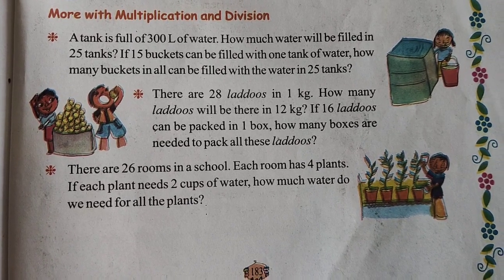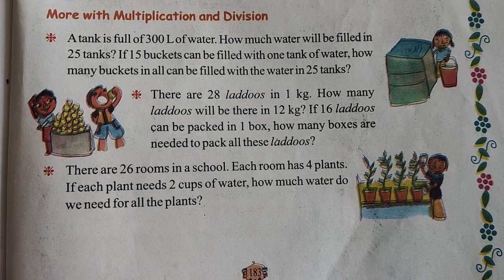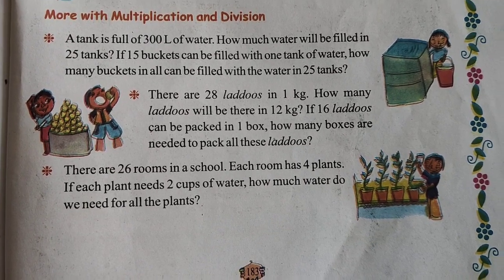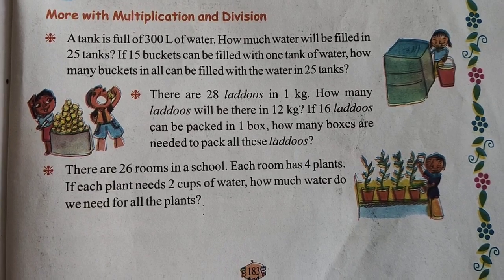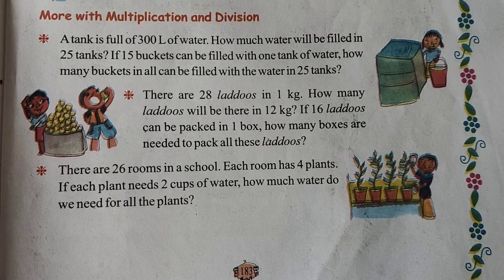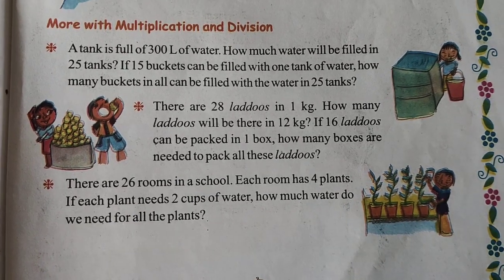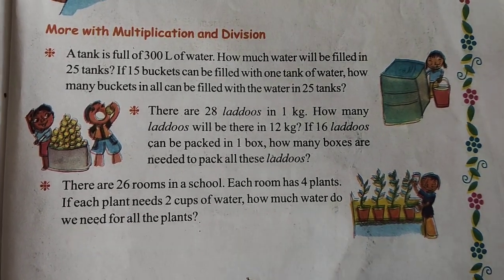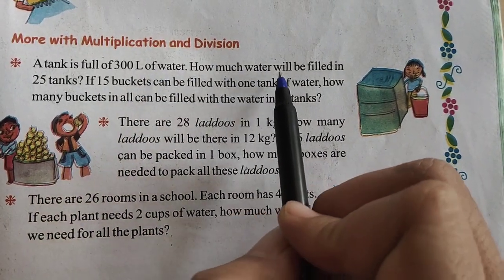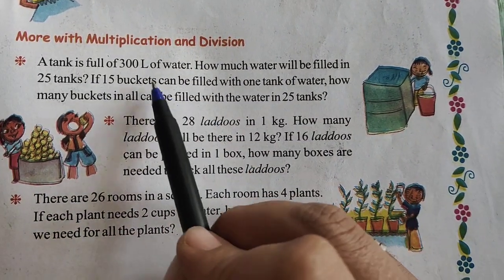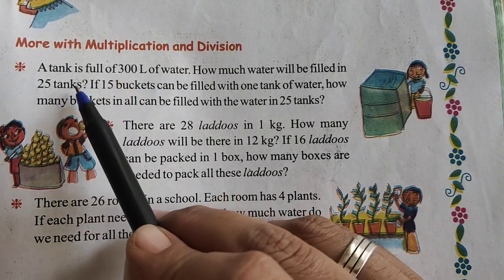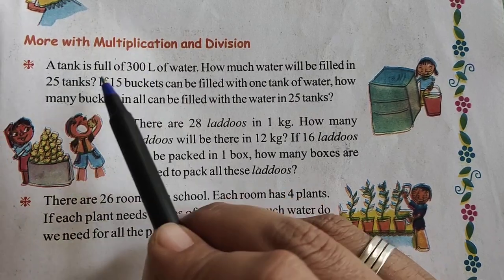If 15 buckets can be filled with one tank, how many buckets in all can be filled with the water of 25 tanks? Understood, students? Now how will we solve the sum? First of all, we are supposed to find out how much water will be filled in 25 tanks. For that, what will we do? In one tank 300 liters, so what will be in 25 tanks? So we will multiply.